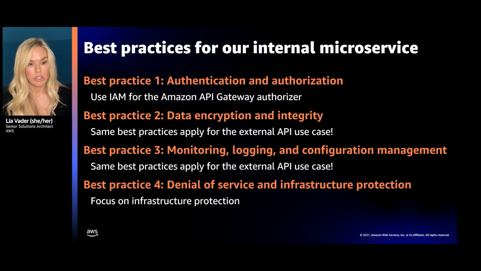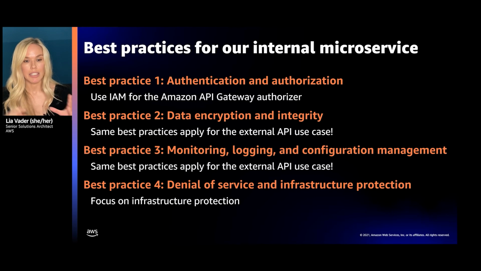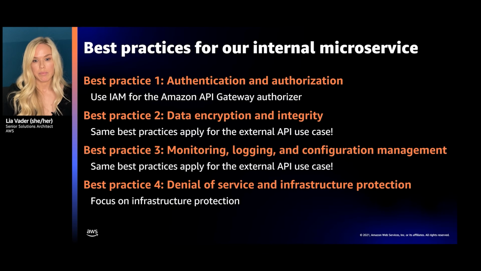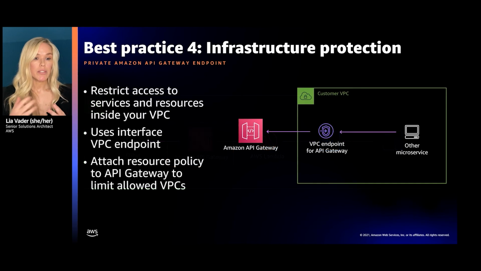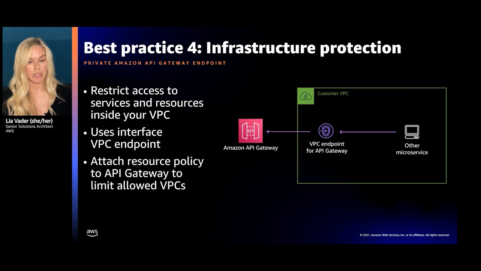So now we need to move on to 4 and focus on infrastructure protection and how to protect our internal service now. Let's start with API Gateway, because we want to make this a private endpoint. Private endpoints restrict access to services and resources inside your VPC.